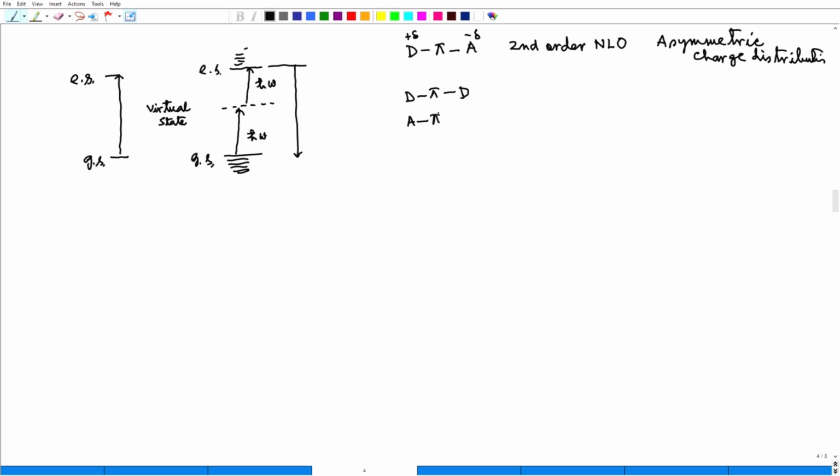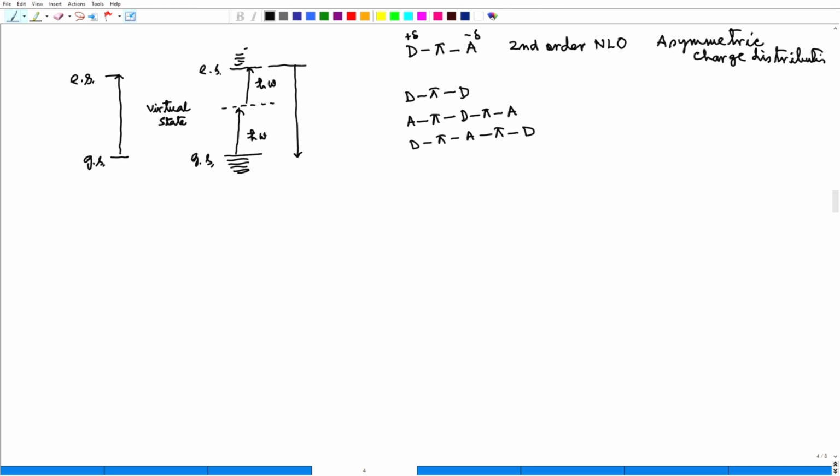A-pi-D-pi-A, or it can have D-pi-A-pi-D. These are all conjugated structural motifs, and so the TPA phenomenon is expected to be obtained with this kind of charge distribution, symmetric charge distribution, that is very important.